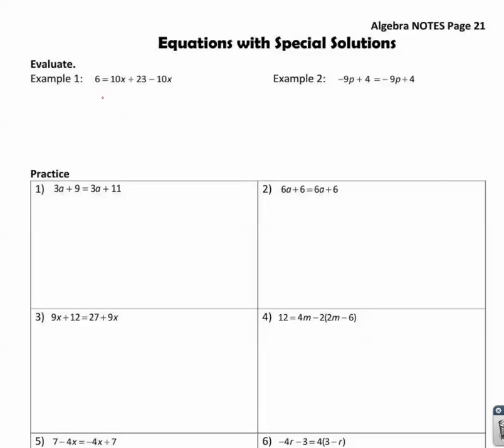Under a given problem, you have 6 equals 10x plus 23 minus 10x. If you look at your like terms, you'll notice one of them is a 10x and one of them is a negative 10x, so they cancel. The only thing remaining in your equation states 6 equals 23. Since 6 does not equal 23, you have no real solutions.